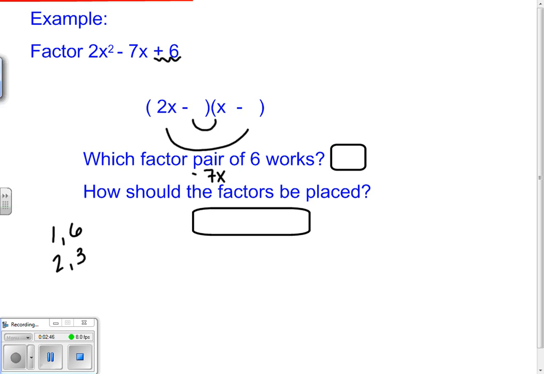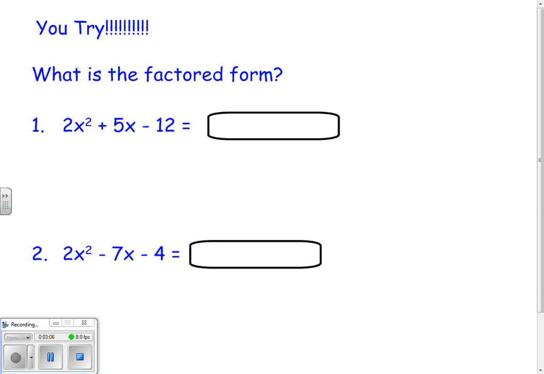Let's try 3 and 2. I'm going to try 3 here and a 2 here. My inner product is 3x. My outer product is 4x. Both negative. I've been ignoring signs, but that's how you get the negative 7. So my answer is 2x minus 3, x minus 2. Pause the video to do the you try it.